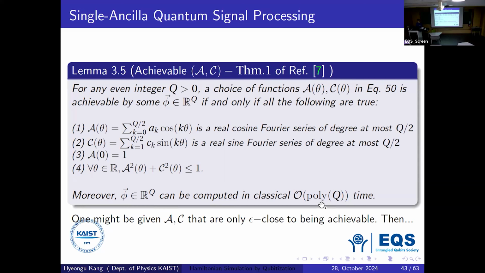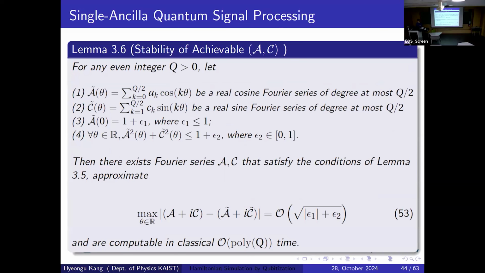But in reality, we cannot get the exact A and C. We might be given A and C that are close to those A and C, but not exactly. So this is the case for it. And in such a case, we can bound the error in terms of epsilon. So let's see how we do it.